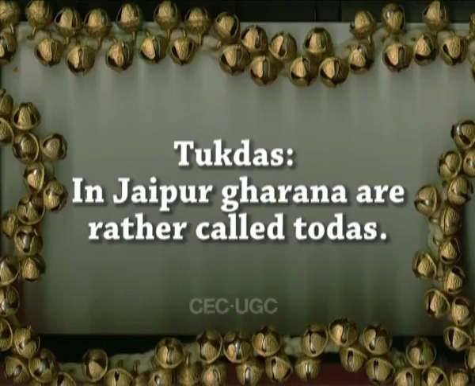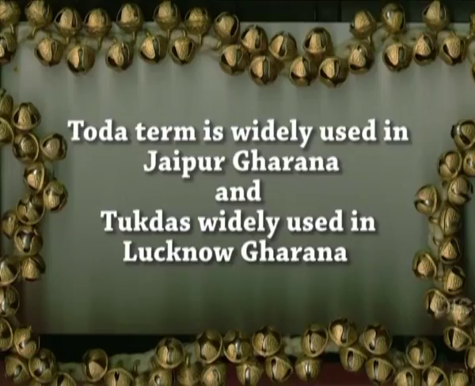Tukras in Jaipur Gharana are rather called toras. Kisi cheez ki tor se mili hui, that is something obtained from the breakage of a whole thing. So, somehow tora and tukra are similar. Their length and the syllables they hold are also similar. But only the tora term is widely used in the Jaipur Gharana while tukra is widely used in Lucknow Gharana.